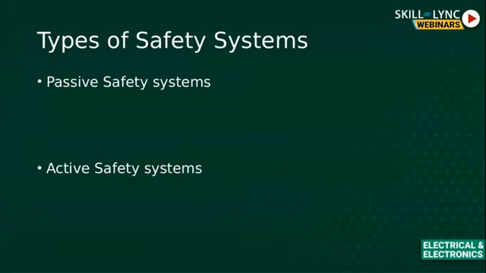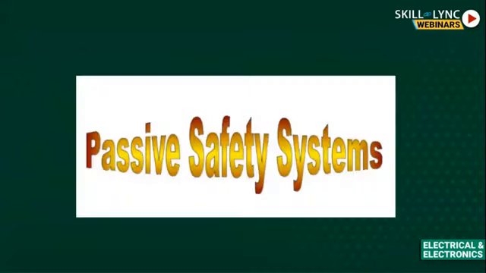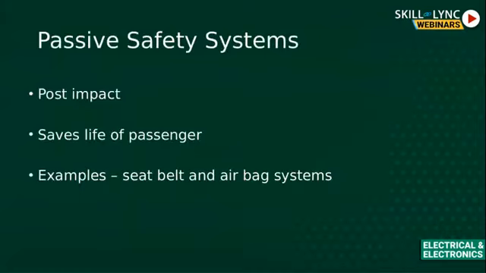So we have already seen that there are two types of system. One is passive and the other is active. Moving on to the passive safety system. As I said, from the point where your car has met with an accident, the passive safety system will take control and ensure the lives of the passengers are saved. So let us see the passive safety system in detail now.